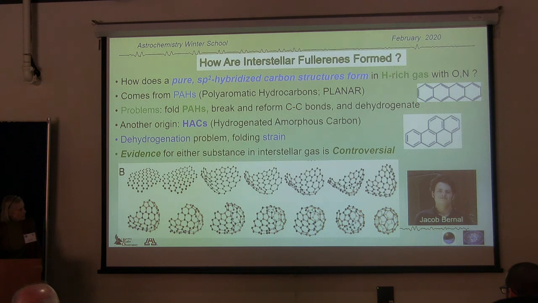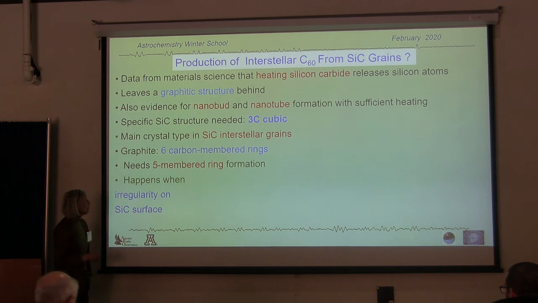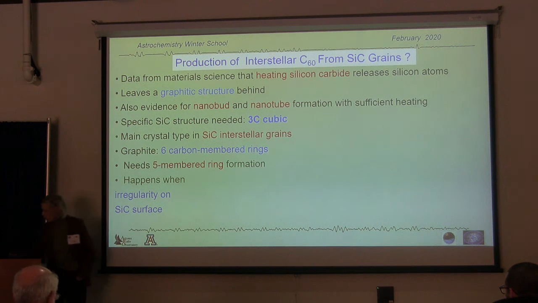And so I had a student, or have a student named Jacob Brown, who got very interested in this problem. And we were talking to one of our collaborators over in material science, who actually works a lot with graphene and fullerenes, and he suggested Jacob go look at the material science literature. And we found from reading the material science literature that people like to make discs of silicon carbide, and then they heat them, and it releases silicon atoms and leaves a graphitic structure behind. They use this for semiconductor fabrication. There was also evidence that you got both nanobud and nanotube formation with sufficient heating.